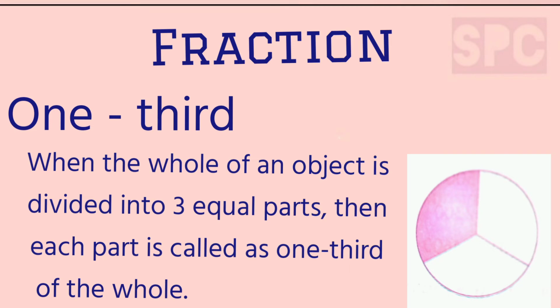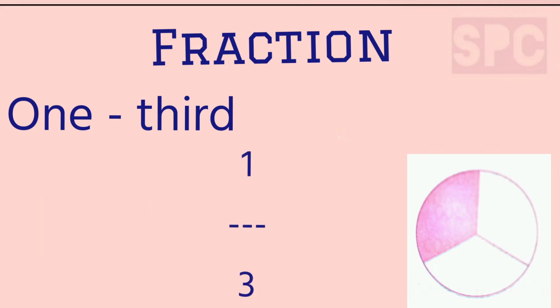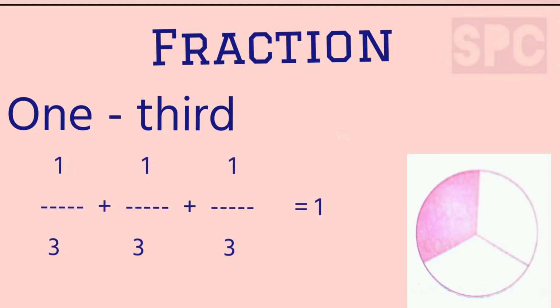Now let's understand 1/3. When a whole is divided into three equal parts, then each part is called 1/3. For example, this circle is divided into three equal parts and each part of the circle is called 1/3 of the whole. We express 1/3 as 1 by 3 or 1 over 3. Children, remember that three 1 by 3s make a whole. It means 1 by 3 plus 1 by 3 plus 1 by 3 is equal to 1. 1 is always called a whole in the language of fractions.